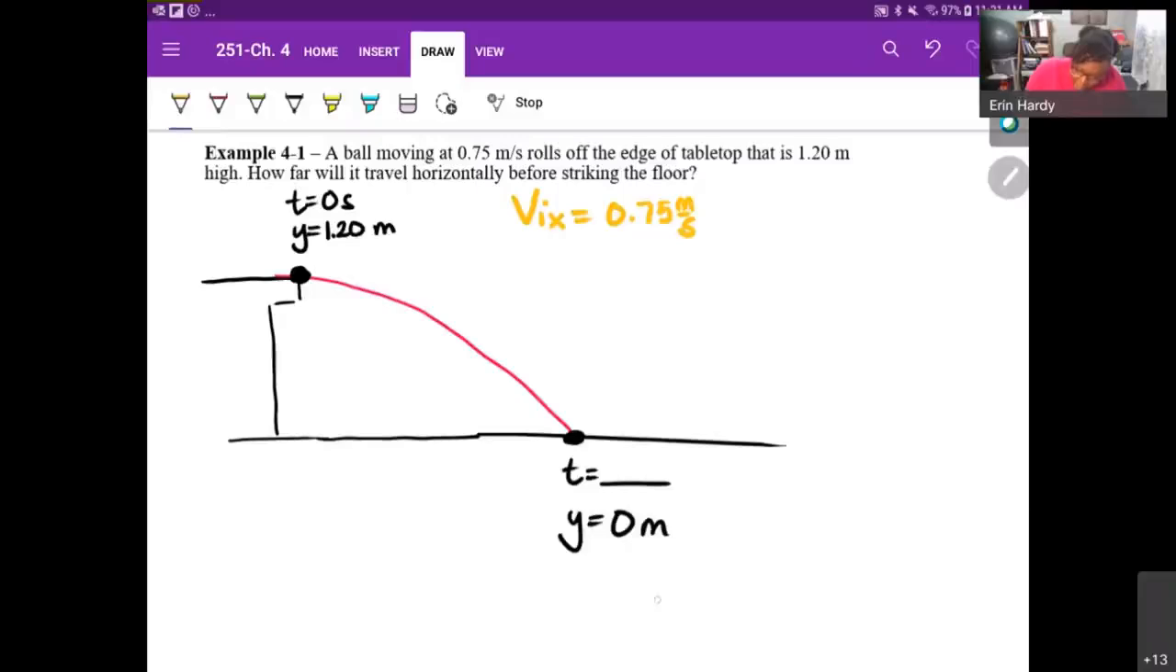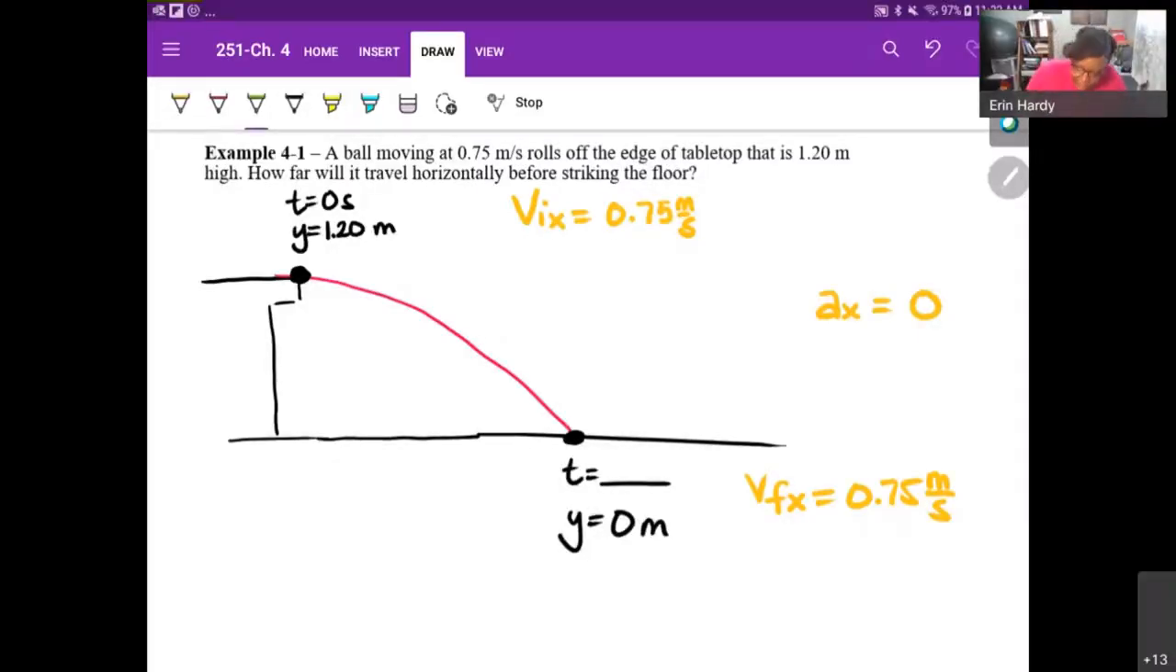Then down here, V final x is still going to be 0.75 meters per second because the ball is neither speeding up nor slowing down horizontally. In other words, this is a consequence of the fact that a_x is a vector with 0 magnitude.